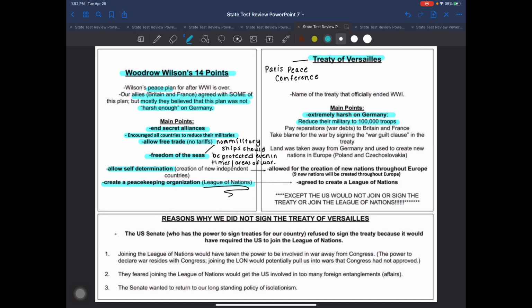They have to pay reparations. They're going to have to pay billions of dollars of war debt to Britain and France. Britain and France, especially France, was heavily damaged in this war by Germany. And so Germany is going to be expected to start making yearly payments to France and to Britain for the cost that they caused them during this war.